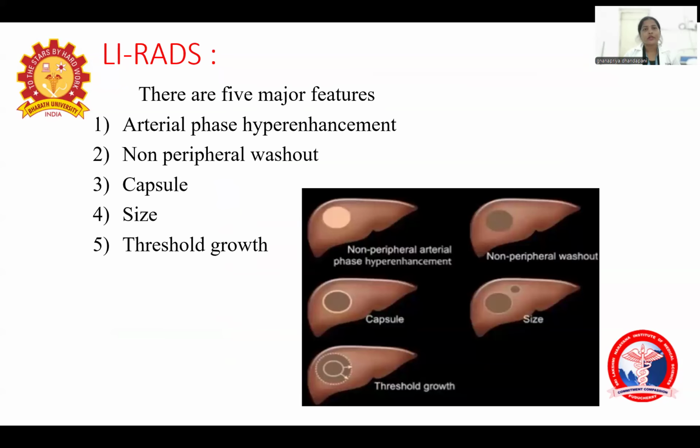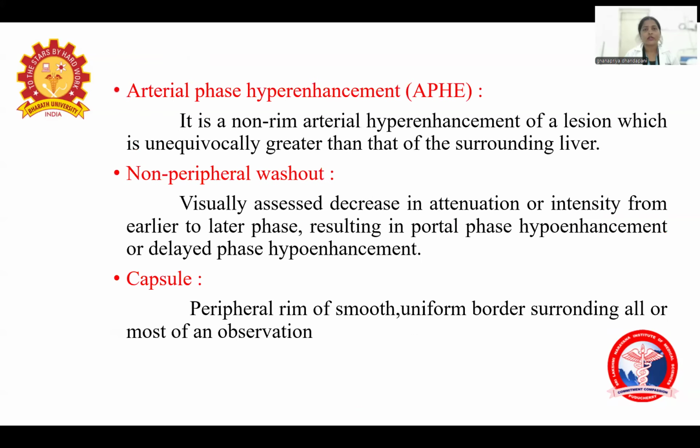We have 5 major features used for classification in LIRADS, which are arterial phase hyperenhancement, non-peripheral washout, capsule, size, and threshold growth. So what is arterial phase hyperenhancement? It is a non-rim arterial hyperenhancement of a lesion, which is unequivocally greater than that of the surrounding liver. And non-peripheral washout means a visually assessed decrease in attenuation or intensity from the earlier arterial to the later phases, resulting in portal phase hypoenhancement or delayed phase hypoenhancement.